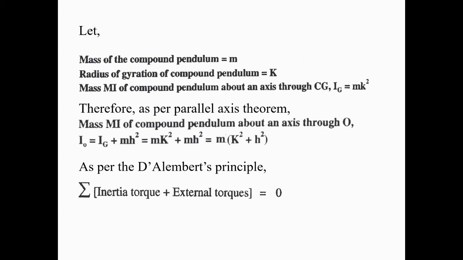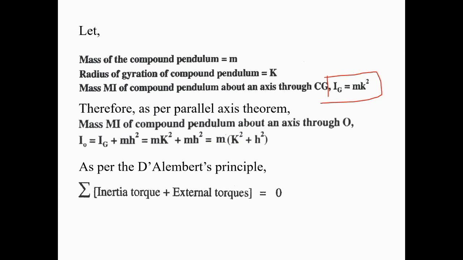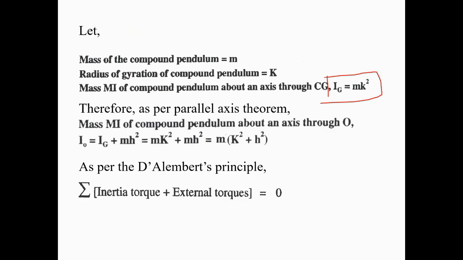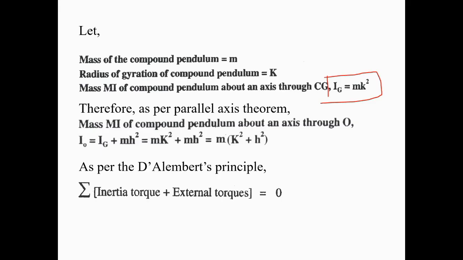So the mass moment of inertia of the compound pendulum about the axis passing through its center of mass could be given by mk square, and let it be denoted by I suffix g. But here the motion is about the fulcrum point O, so that's why we need to find the mass moment of inertia about an axis passing through the fulcrum O. So that we can determine using the parallel axis theorem.